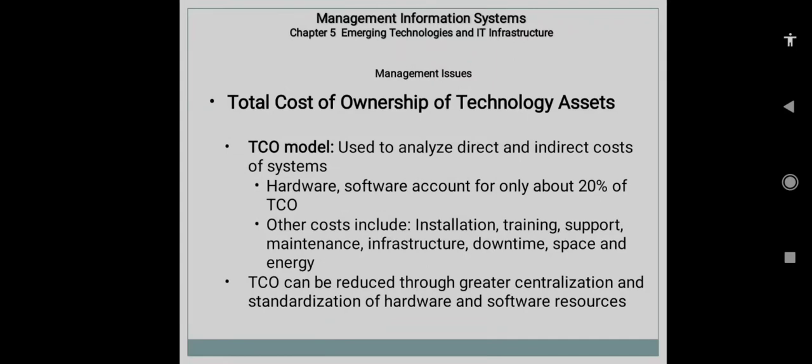Total cost of ownership of technology assets. A TCO model is used to analyze direct and indirect costs of systems. Hardware and software account for only about 20% of TCO. Other costs include installation, training, support, maintenance, infrastructure, downtime, space, and energy. TCO can be reduced through greater centralization and standardization of hardware and software resources. So TCO is a way of quantifying some of the hidden costs of hardware.